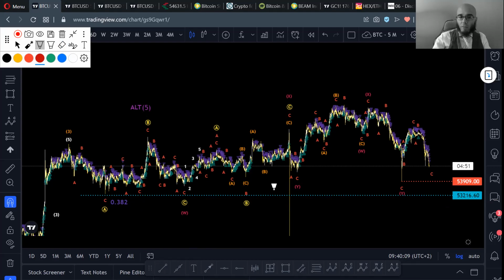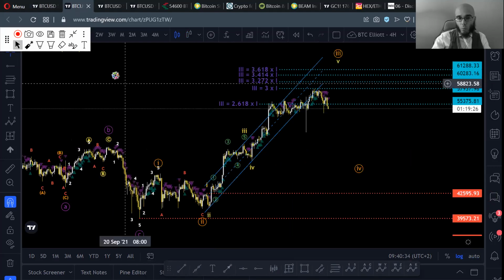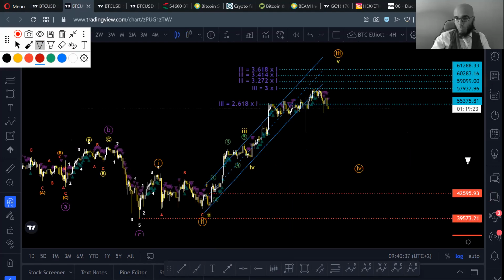So if I would have to take a position for the last leg up, for the fifth wave up, and I'm trading short term on this time frame, then I would put my stop loss below 53,260. But for my trades I use the 3-hour chart, so the stop loss I'm using is 42,595.